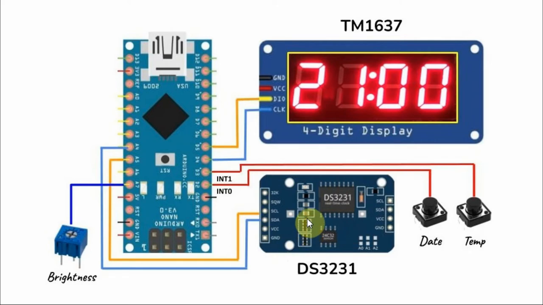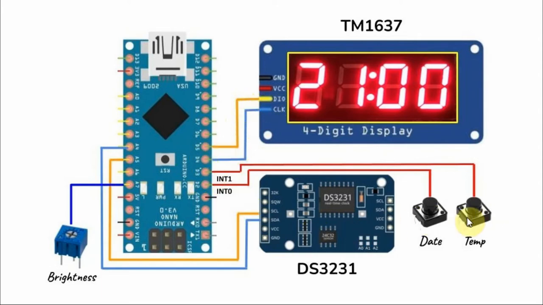We have the real-time clock DS3231 connected to the Arduino using I2C, where the data is connected to A4 and the clock is connected to A5. The TM1637 module is connected serially to the Arduino using two digital pins. The clock is connected to D4 and the DIO is connected to D5.